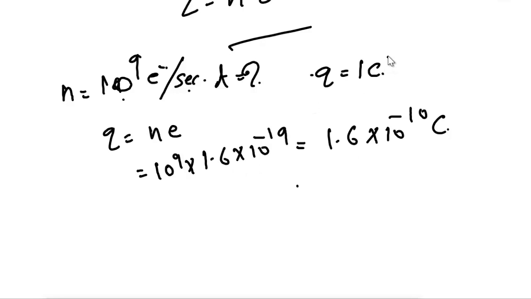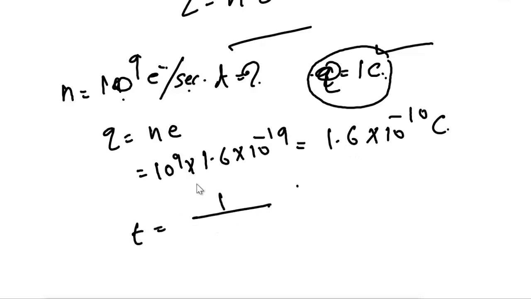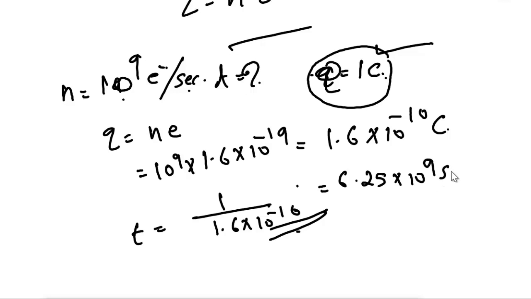If it needs to give out 1 coulomb of charge, how long will it take? The total charge Q is 1 coulomb. In 1 second, it gives out 1.6 into 10 to the power minus 10 coulomb. So t will be equal to 1 coulomb divided by 1.6 into 10 to the power minus 10. When you calculate this, you get 6.25 into 10 to the power 9 seconds. This can be asked as a 1 mark question.